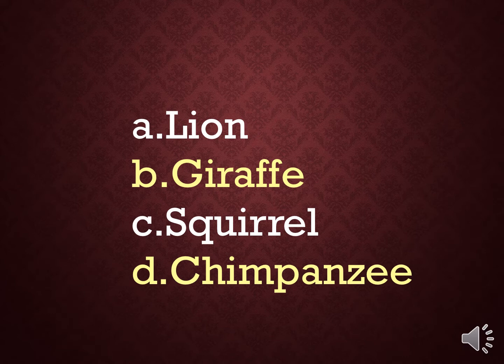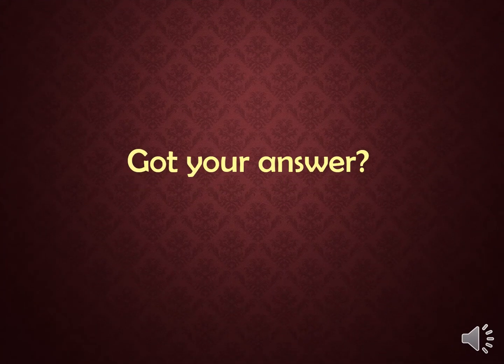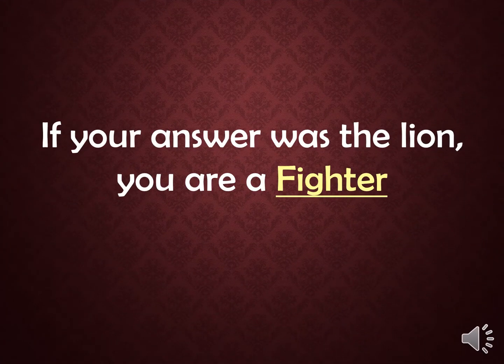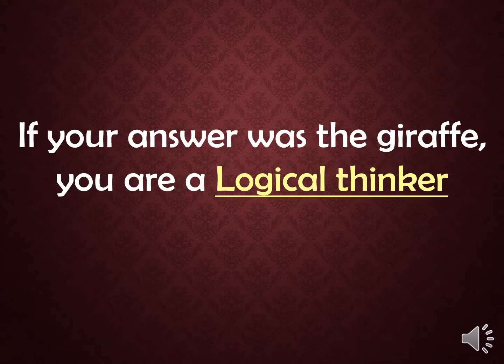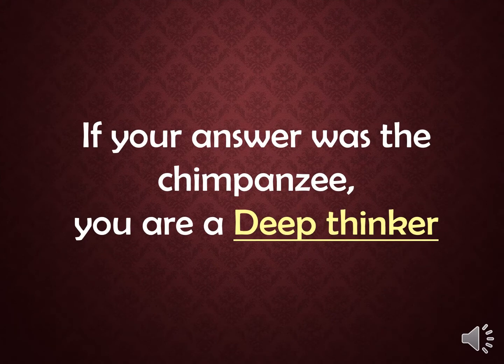Let's see your answer. So each animal has corresponding reflections of yourself. Get your answer. So let's see. If your answer was the lion, you are a fighter. Better ask yourself if you are really a fighter. If your answer was the giraffe, you are a logical thinker. If your answer was the squirrel, you are an optimist. And if your answer was the chimpanzee, you are a deep thinker. Is it really true that you are a deep thinker? Anyway, it's up to you.